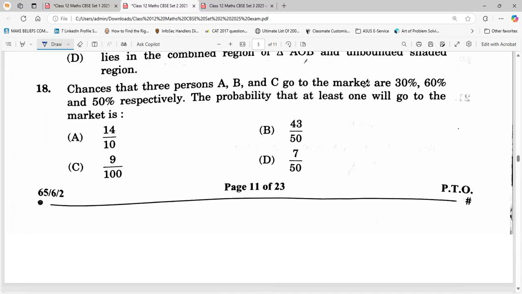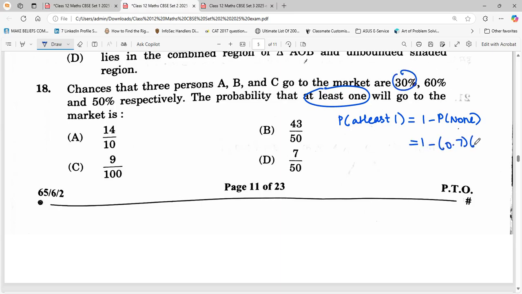Probability that at least one will go. So at least one, wherever you come across probability at least one, it is actually 1 minus probability of none. So that is equal to 1 minus probability of none, which will be 0.7 times 0.6 times 0.5. So that is equal to 1 minus 0.7 into 0.6 is 0.42. 0.5 is half of it.